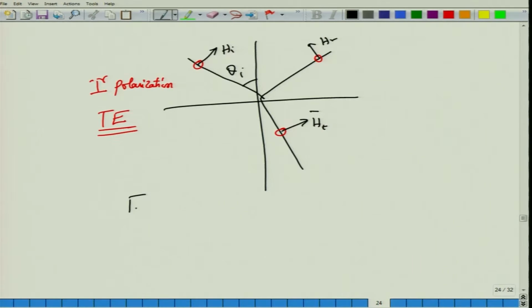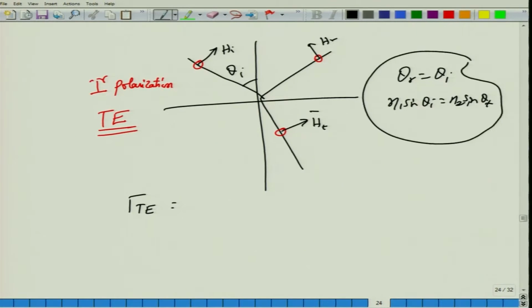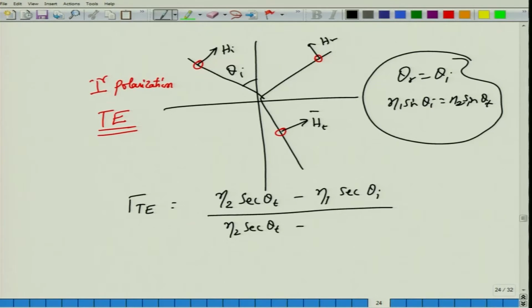Again, you can derive gamma TE, the reflection coefficient, and even for this case theta r will be equal to theta I, and n1 sin theta I will be equal to n2 sin theta t. So these relationships are independent of the polarization. In fact, when you studied Snell's laws, you were never told that they are applicable only for TE or only for TM polarizations. You can derive the expression for gamma TE as well. Gamma TE will be eta 2 secant theta t minus eta 1 secant theta I divided by eta 2 secant theta t plus eta 1 secant theta I.